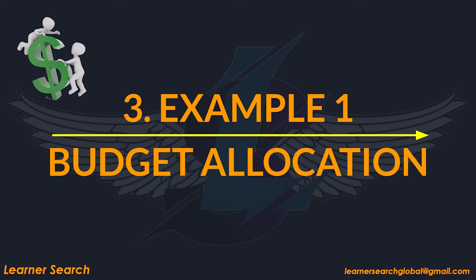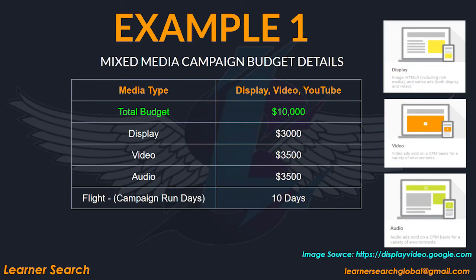Let's take an example 1. Let's assume the following information, with a mix of media types, to construct a campaign in DV360. Display, video and YouTube are the media types in which you want to spend the budget. The campaign total budget is $10,000. According to the media plan, the entire budget should be divided as follows: $3,000 for display, $3,500 for video and $3,500 for audio.